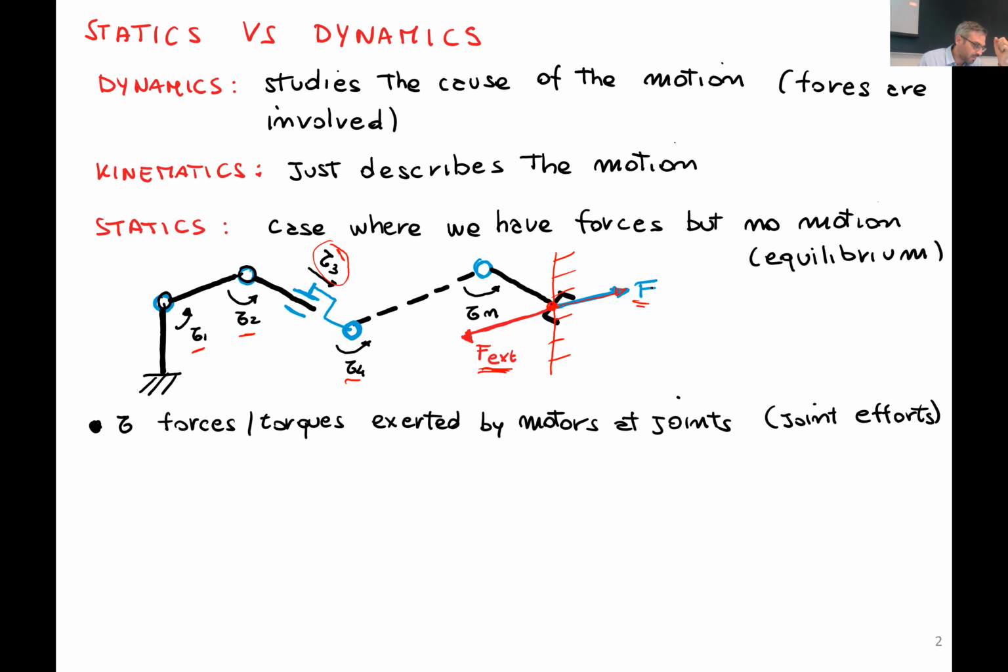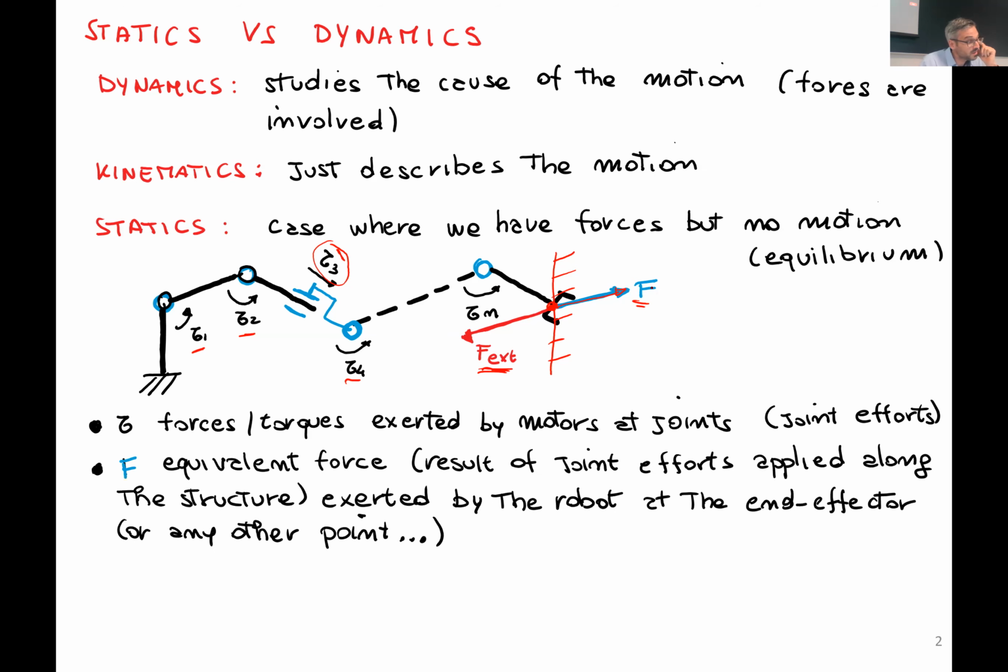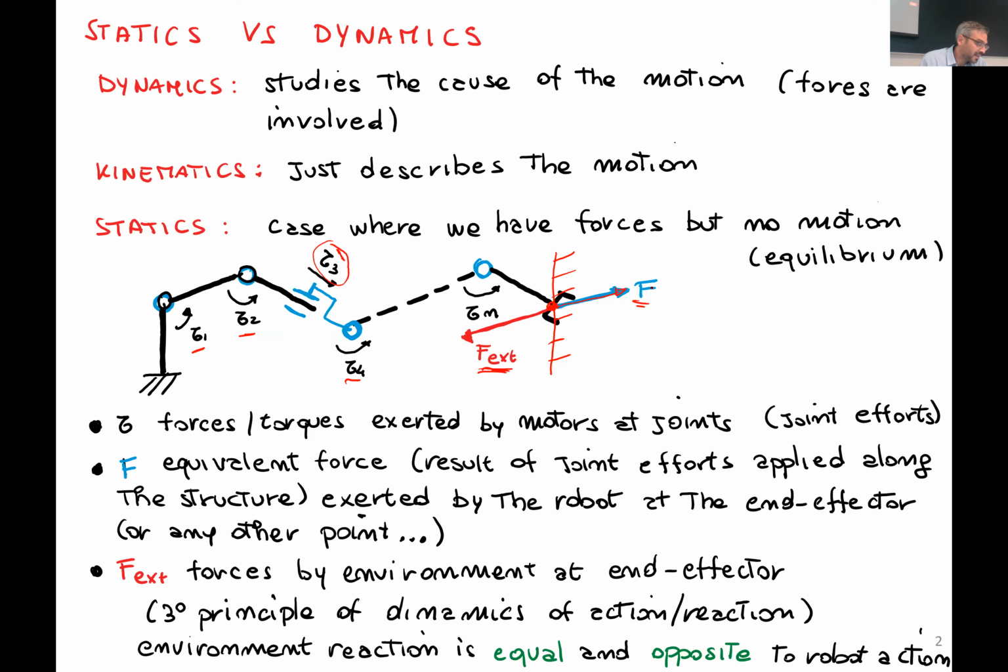So tau are forces and torques exerted by the motors at the joint, and F is the equivalent force that results from this joint effort at the end effector, and Fx is the force that the environment applies at the end effector, that in case of statics is opposite to F. Okay. If there is motion, this is no longer true. Okay.